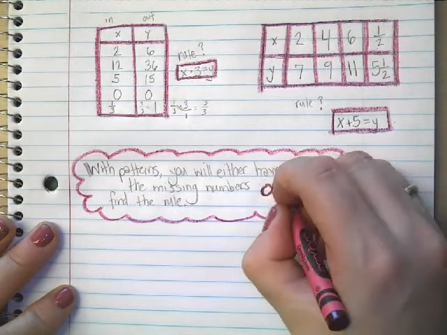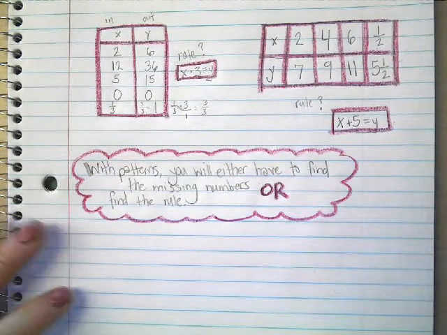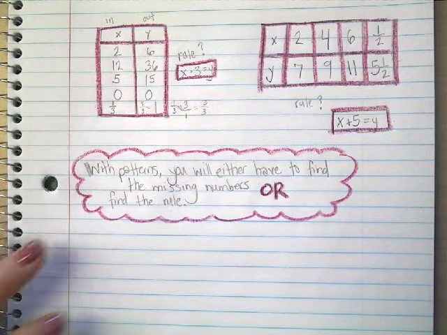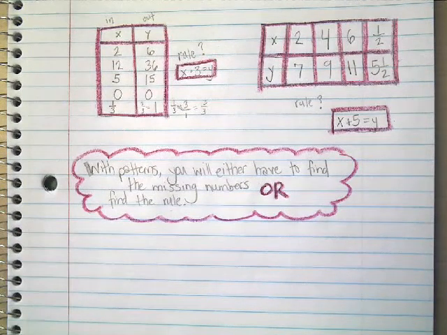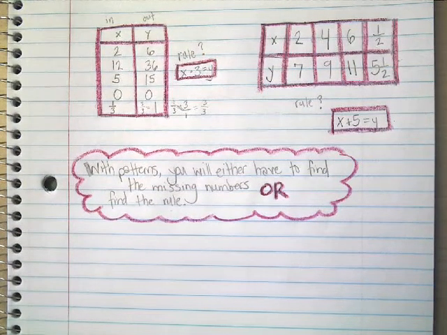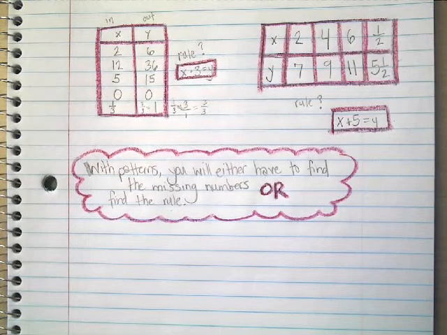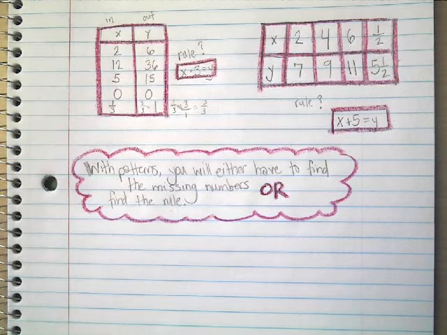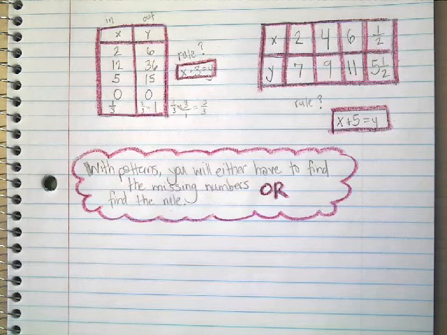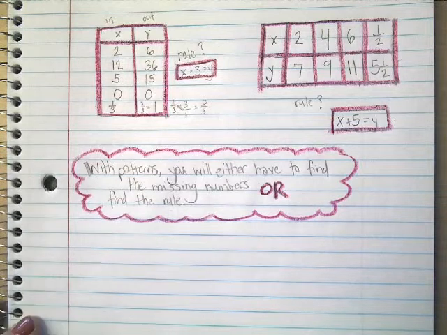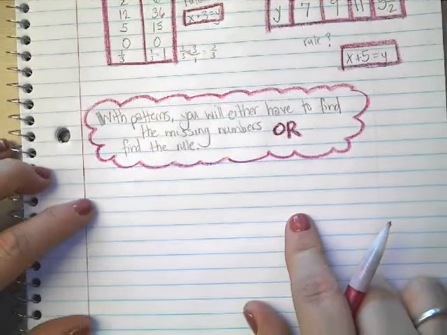Which one do you think is easier, finding the rule or finding the missing numbers? What do you think about that? I actually don't think there's a right or wrong answer to that. It's whatever you like to do. I particularly like to find missing numbers. I think that's a little easier, but a lot of people like to find the rule. So it'll be interesting to find out what you end up liking most of all.